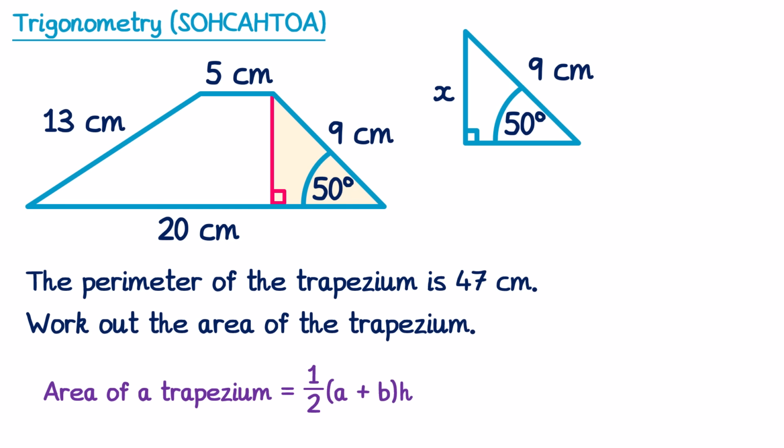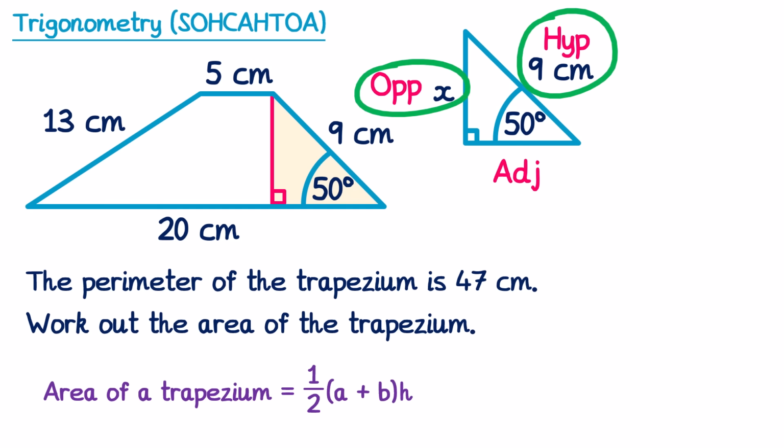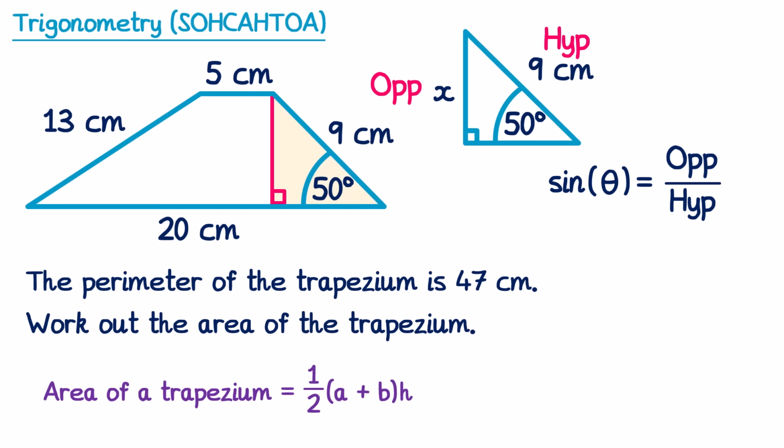So now let's go ahead and label. We've got the hypotenuse, which is 9, the opposite, which is x, and the other side here, the adjacent. We have the hypotenuse, we're trying to find the opposite, and we don't know anything about the adjacent, so let's lose that. Then if you look at SOHCAHTOA, the one with opposite and hypotenuse is sine. So sine theta is the opposite over the hypotenuse. Let's substitute in the values. So the angle is 50, the opposite is x, and the hypotenuse is 9.